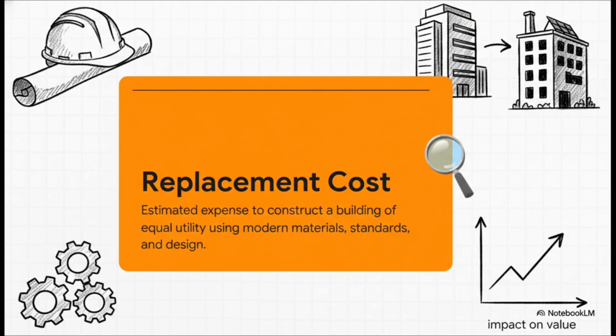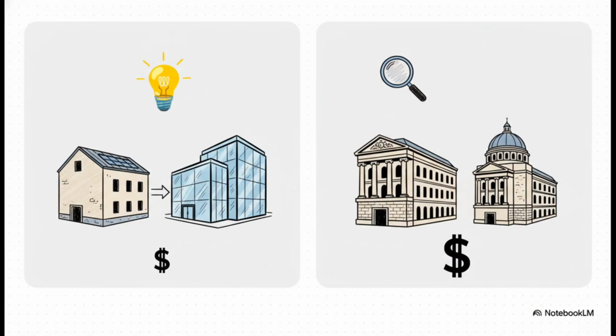Now, the key phrase you really got to latch onto here is equal utility. We are not talking about building a perfect, painstaking, brick-for-brick historical replica. Nope. We're talking about building a structure that does the same job, serves the same function, but using today's more efficient materials and methods. And this is a huge distinction. So let's be clear. Replacement cost is all about modern function.